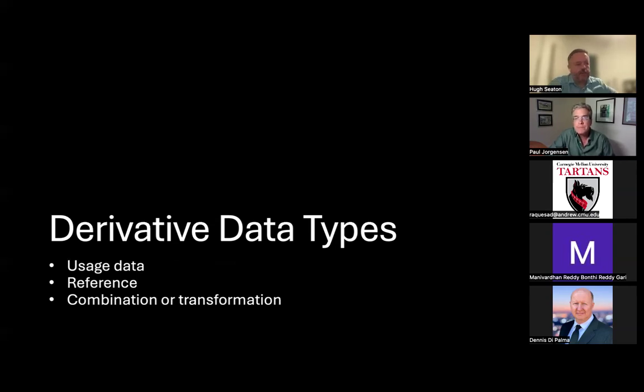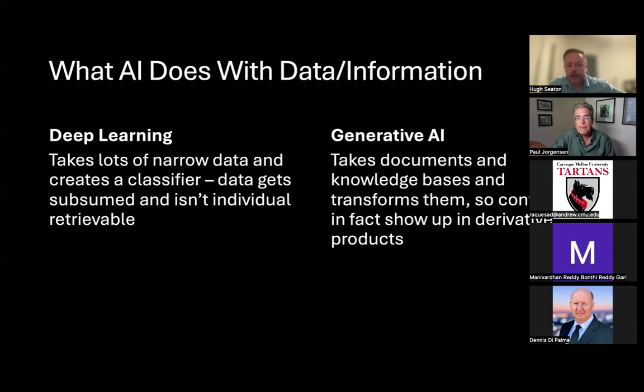Okay, well, to keep us moving along, I'm going to talk real quick just to anchor us again on what AI does with data and information. These are rough buckets, but it's important because deep learning tends to take a lot of narrow data and create a classifier or a predictor, depending on who you're talking to. Basically, it does one thing a lot and quite powerfully. But the point is the data gets subsumed and isn't individually retrievable.